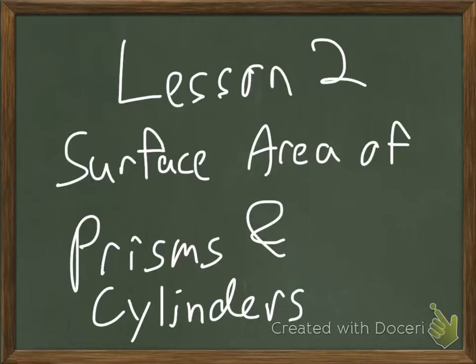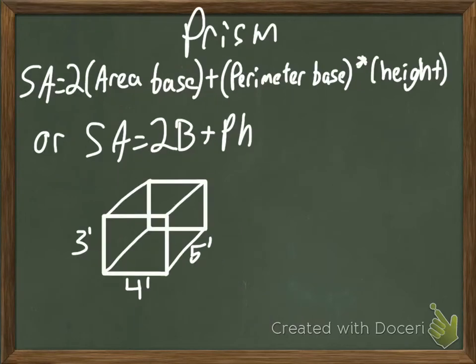Okay, welcome to Lesson 2, Surface Area of Prisms and Cylinders. So what we're going to talk about today is the surface area. And surface area is everything on the outside of our solids. So you would consider surface area if you were painting something. Like if you were going to paint the outside of a house, or you're painting the outside of a box. That would be surface area.